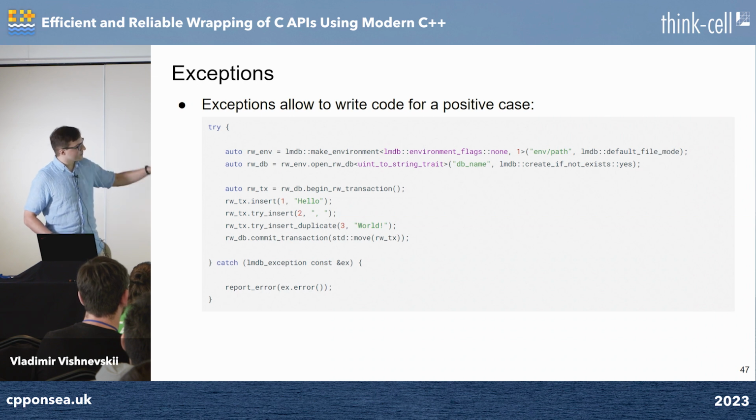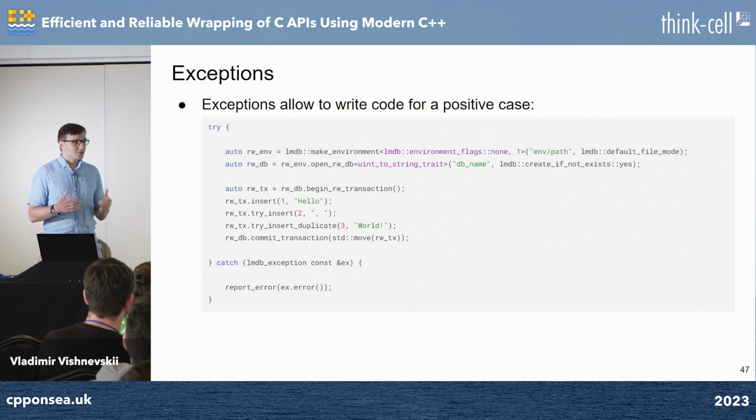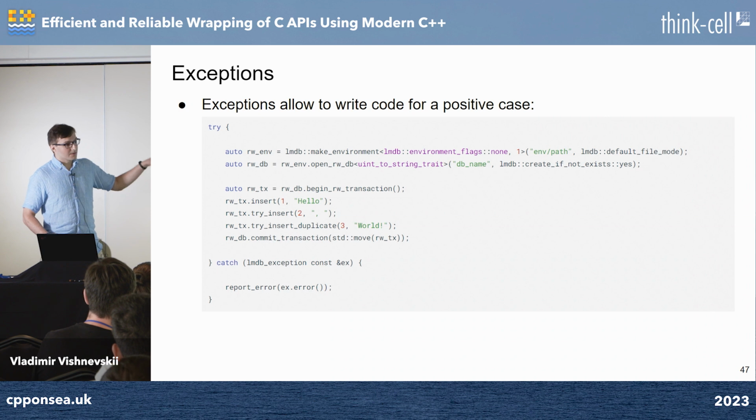We can write the code for the positive case, expecting that everything is okay. If something unexpected happens, then we handle the problem. In this example, this is easier. There can be some other examples. So actually, writing exception-safe code, of course, skills are required. But for those specific cases, it's really much easier. We see that.